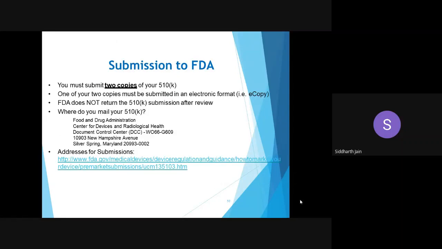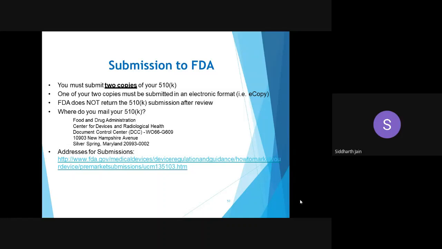So you have to submit 2 copies of your 510K to the US FDA. One of the 2 copies must be submitted in electronic format. We call it an e-copy. We have to convert the entire 510K application into an e-copy. Software has already been provided by the US FDA. You have to download that software, and with the help of the software, we convert the entire 510K application into an e-copy, and then only can we submit the e-copy to the US FDA.